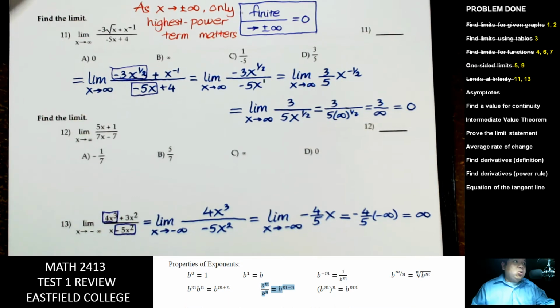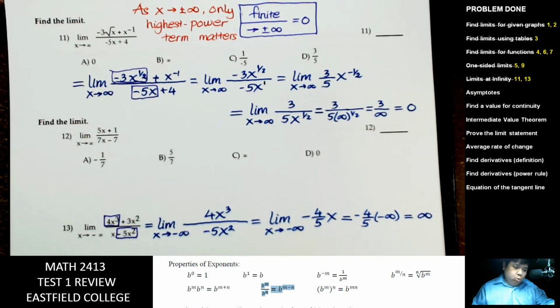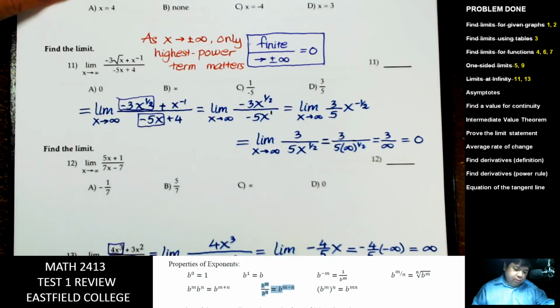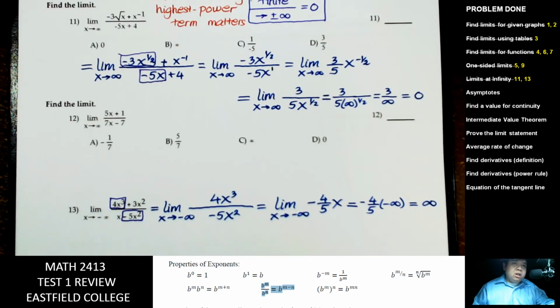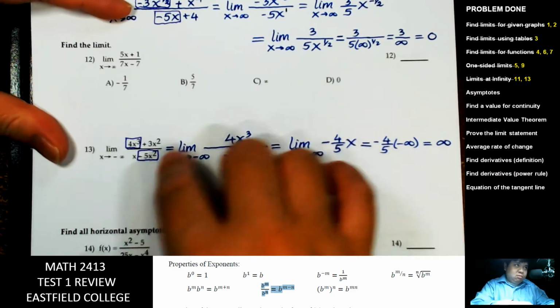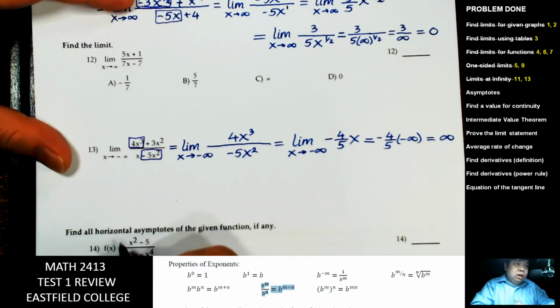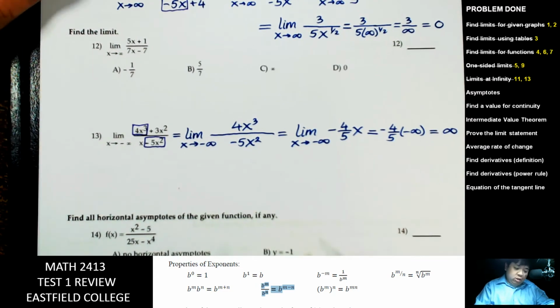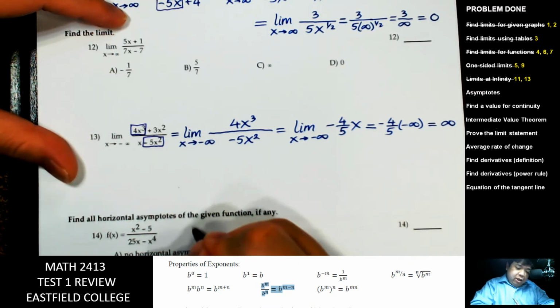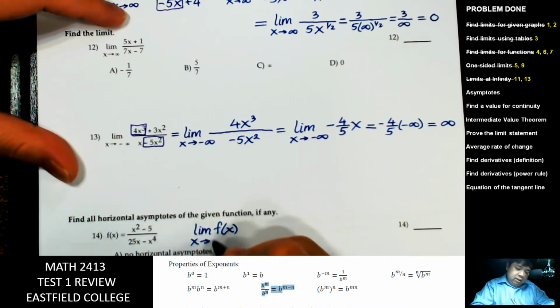Next we have the asymptotes. We have the vertical asymptote and the horizontal asymptote. The horizontal asymptote is similar to what we've been doing, I mean, the limit at infinity. We do 14 first, and then we get back to 10. However, 10 looks simple. Anyway, we find the limit of the function where x goes to infinity and then negative infinity.